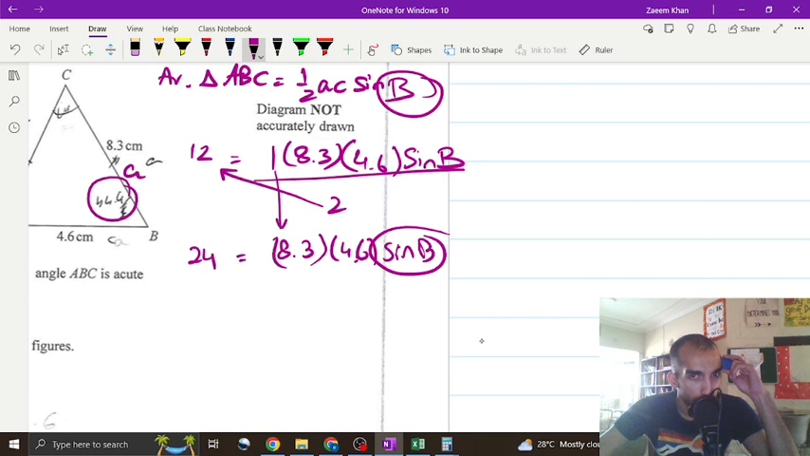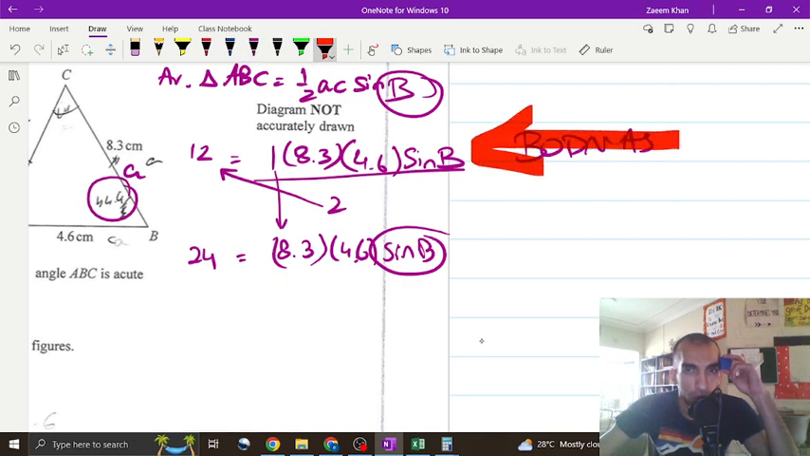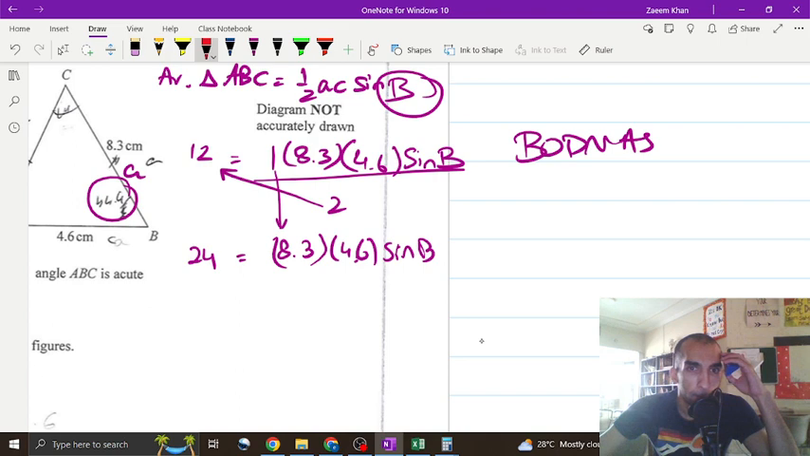Remember, I advise you to use the opposite of BODMAS whenever you're trying to isolate a variable. So, do you see anything getting added or subtracted over here? 8.3 and 4.6 are getting multiplied, remember? So we don't have any addition or subtraction. We can cross this out. Do we have any multiplication or division?